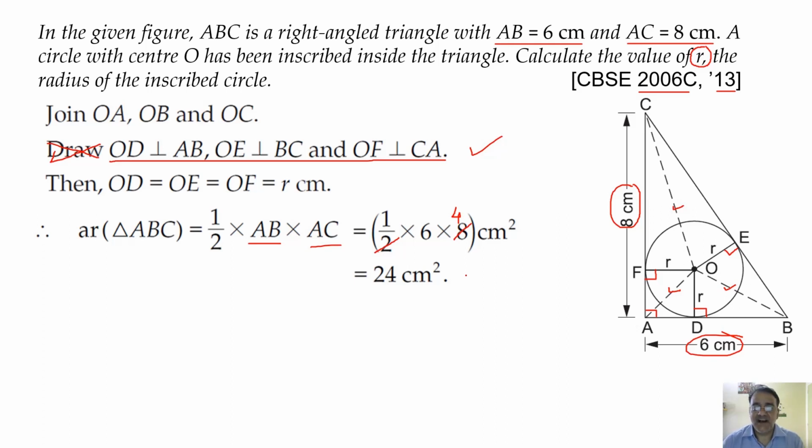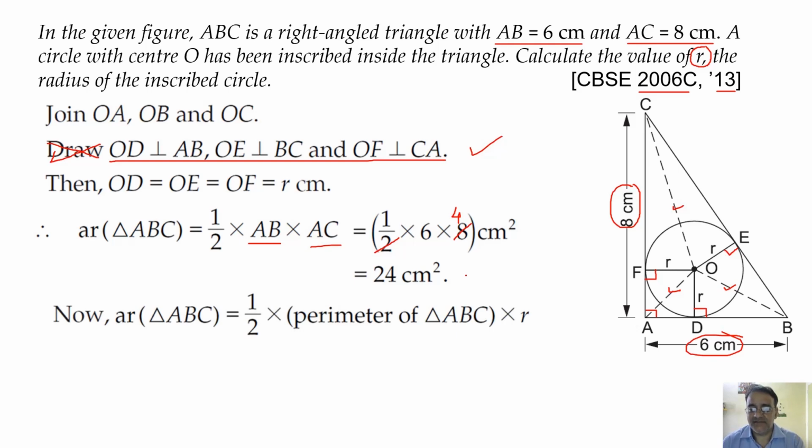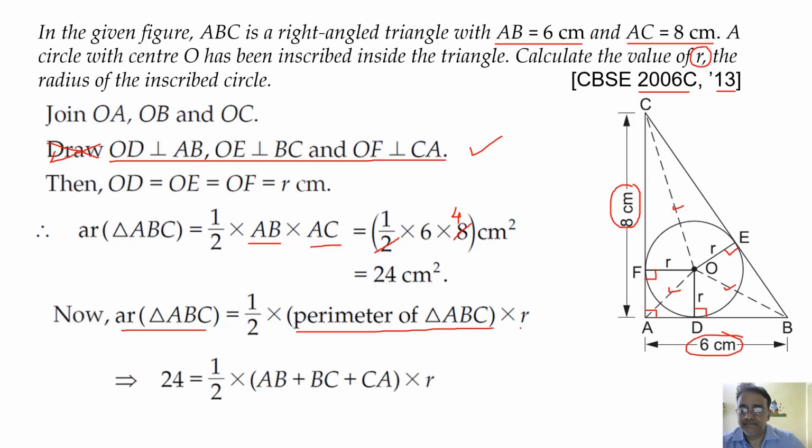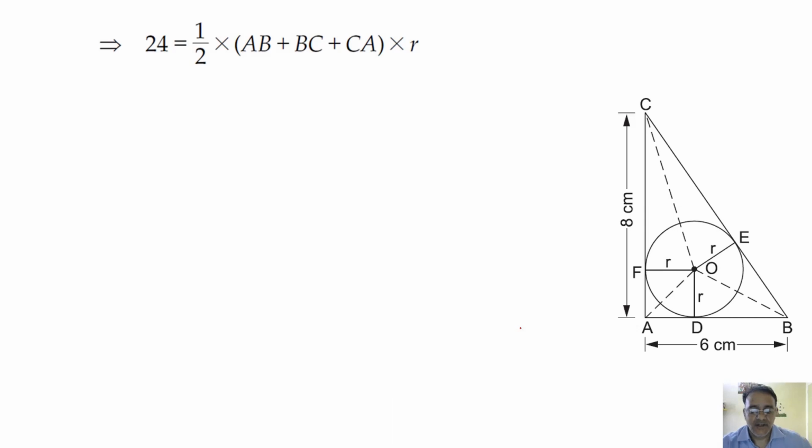And just before this question we have already seen that the area of triangle ABC can be written as half into perimeter of triangle ABC into R. So we can equate: this is 24 and this is AB plus BC plus CA, right? Now this is 6 and this is 8.